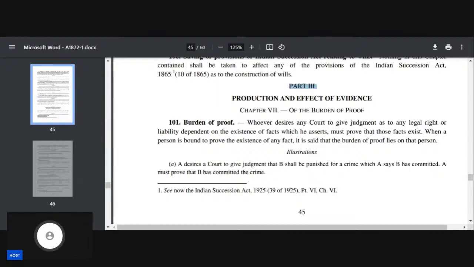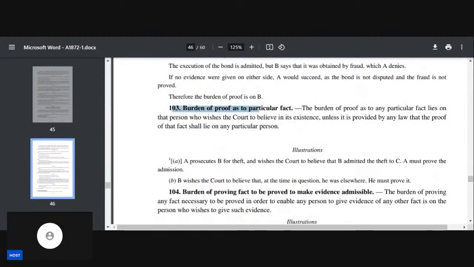And burden of proof is of two kinds. One is burden of proof on pleading, and one is burden of adducing evidence. Now here 101 is burden of proof, and 102 is the burden of proof which is shifting, but under 101 the burden of proof is not shifting. Under 102 the burden of proof shifts. 101 is permanent burden of proof, 102 is the shifting burden of proof, and 103 is referring to a particular kind of burden of proof as to a particular fact.